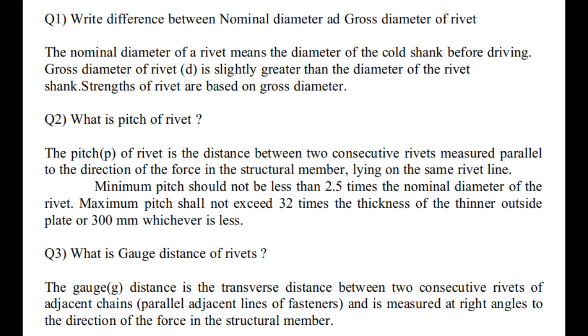You can remember the difference, because sometimes the question can also be asked as: differentiate between pitch and the gauge distance of a rivet. What is the pitch? Pitch is the distance which is measured parallel to the direction of the force, whereas gauge distance is measured at right angle to the direction of the force.